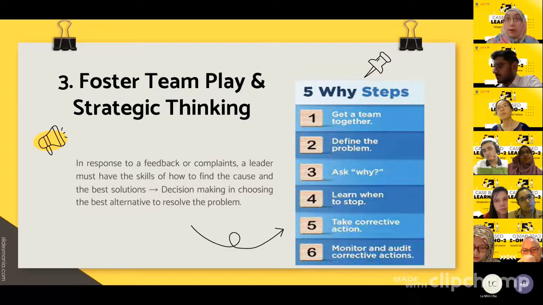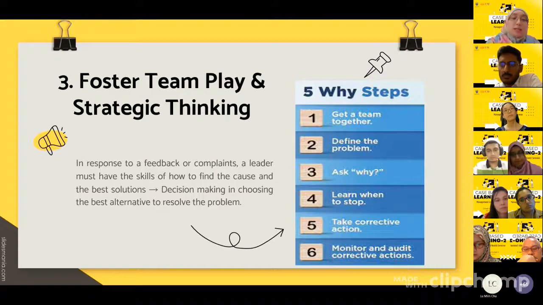For example, using the 5 Whys steps: get a team together, define the problem, ask why, and learn when to stop. We normally use 5 Whys: why is patient satisfaction low? Why do patients complain? The staff speak harshly. So why do the staff treat patients harshly? The staff are too tired or have problems at the workplace or with other staff. So why are the staff tired or emotionally unstable?